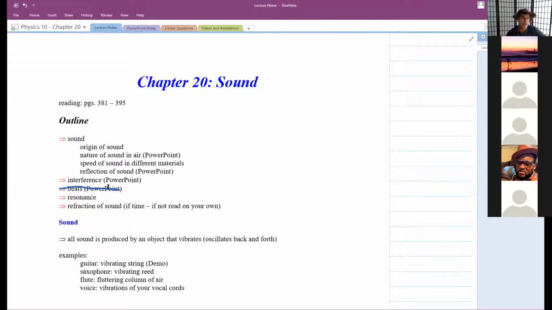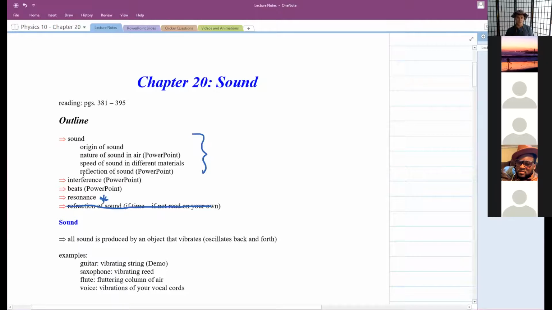So anyway, what we're going to focus on for sound is the beginning, the nature of sound, how sound is created, and the speed of sound in different materials. Going to talk about interference. Basically, it's exactly the same thing. Sound waves can interfere just like anything else. And then we're going to spend some time talking about resonance. And I don't think I'm going to cover refraction of sound. So let me say I might cover beats. I'm going to see if I can find some videos online because I don't have the tuning forks here.